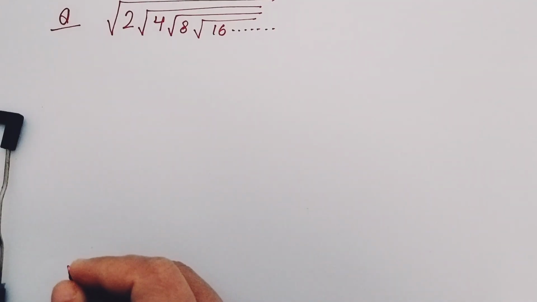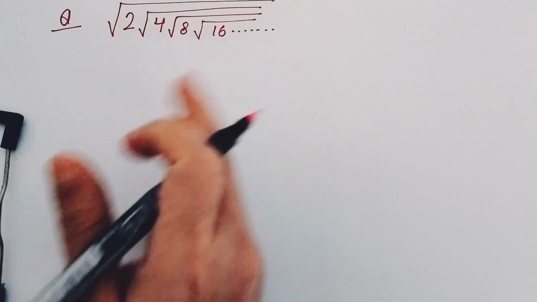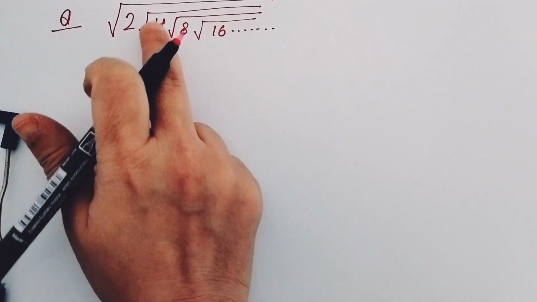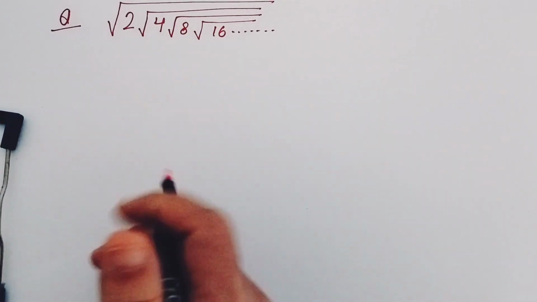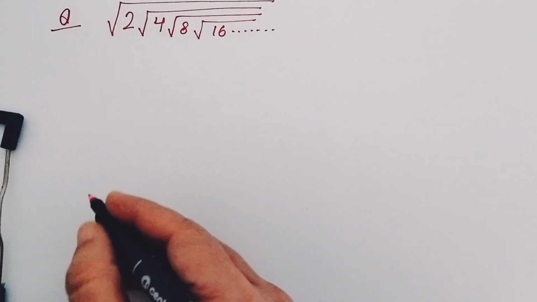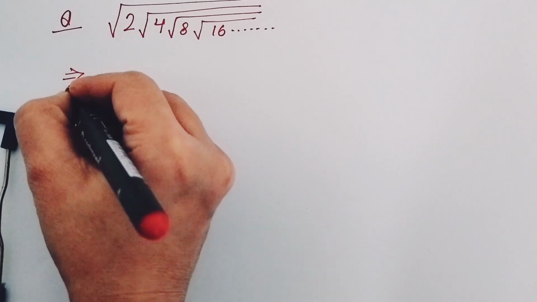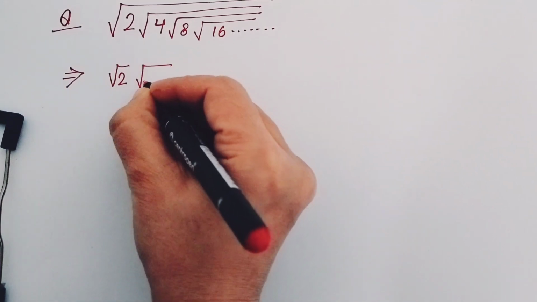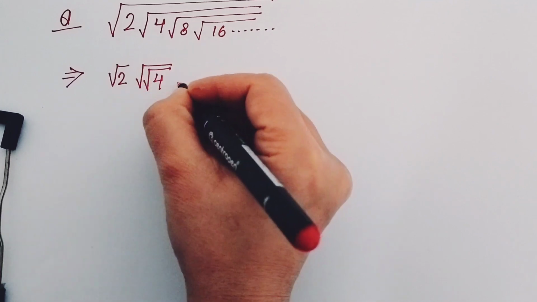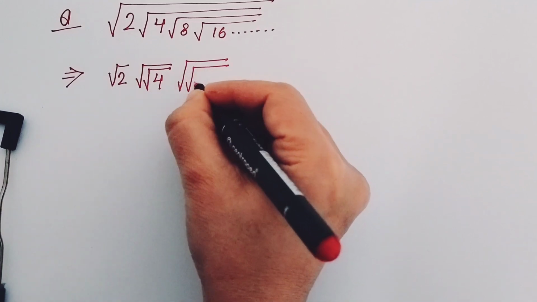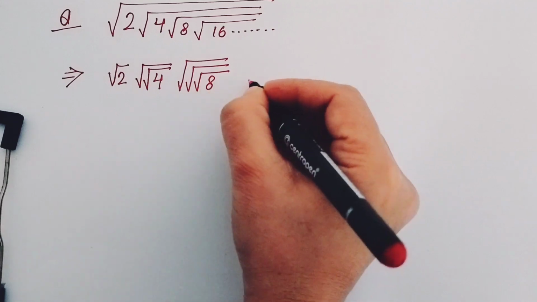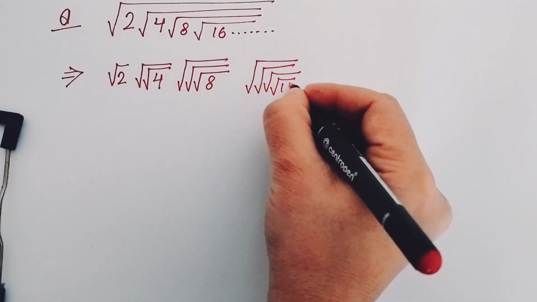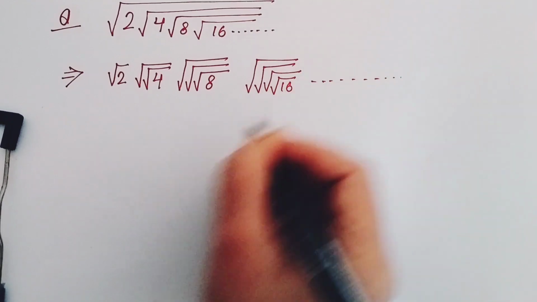Everyone. So in this video we need to solve this question. What do we have here? Under root of 2 and then inside this under root 4 and continue like this. So how can we solve this question? First of all, we can write it as under root 2 under root of under root 4 under root 8. Similarly under root 16 and up to so on.